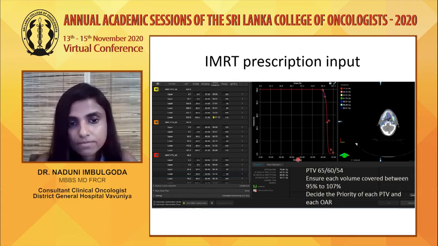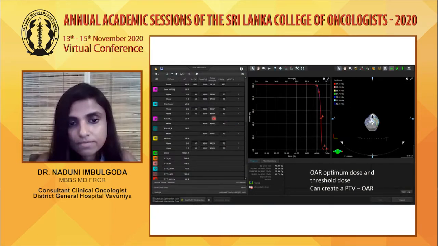And we also have to decide the priority of each PTV and organ at risk in an IMRT plan. So this is the priority. We have to set the proper priorities that we need. And also for the organs at risk, we need to mention the optimum dose for each organ at risk and the threshold dose for each organ at risk.